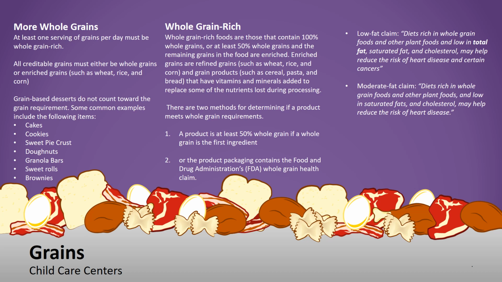The second claim is a moderate fat claim. Diets rich in whole grain foods and other plant foods and low in saturated fats and cholesterol may help reduce the risk of heart disease.